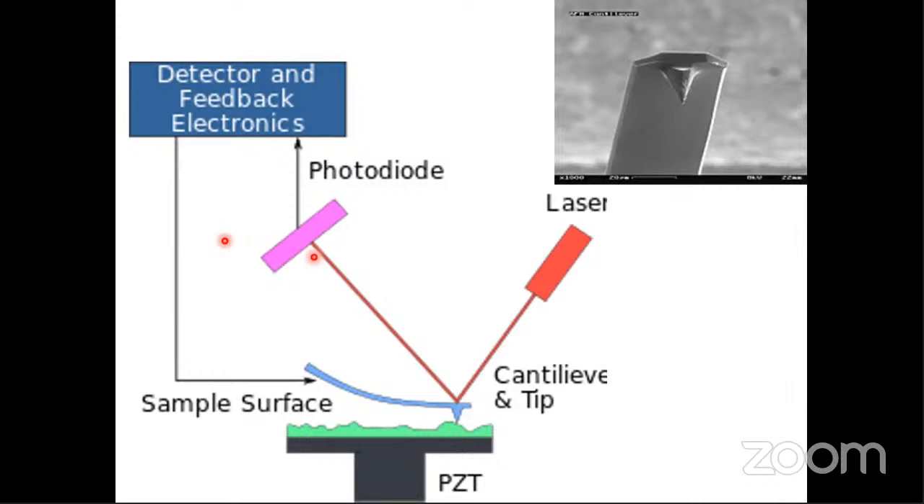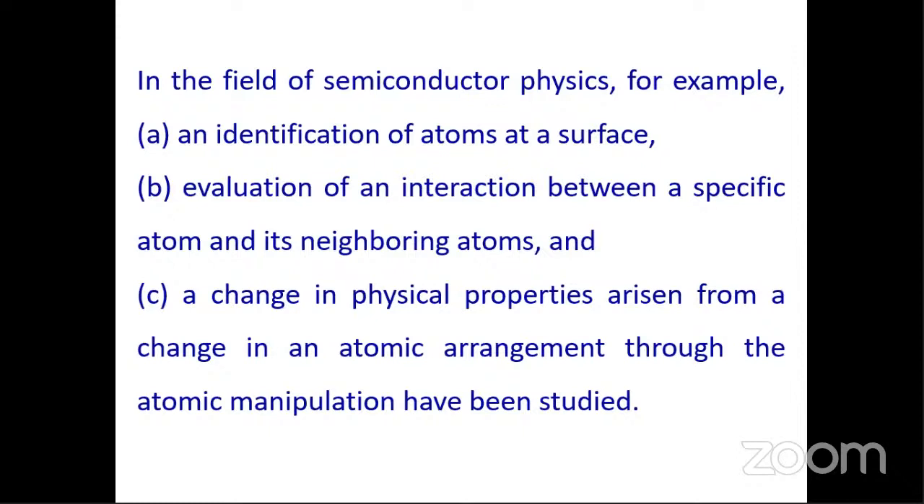We can identify the interaction between neighboring atoms, so that we can have an understanding of the interaction behavior of the electrons, and also study various physical properties arising from this change of electronic arrangement, or the surface identification of atoms.